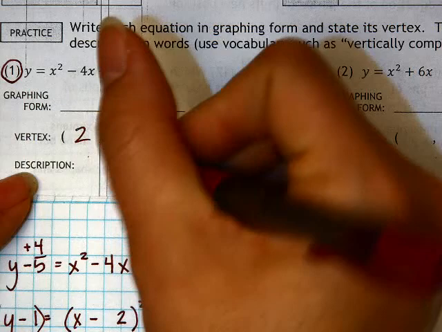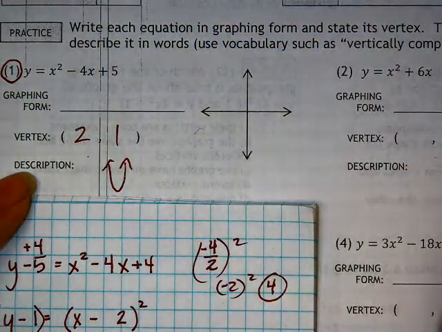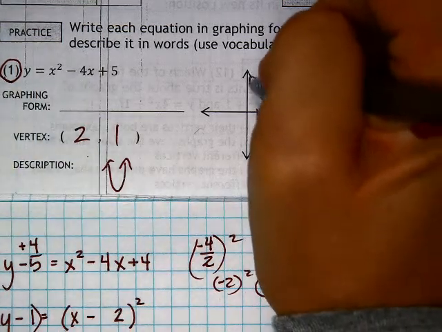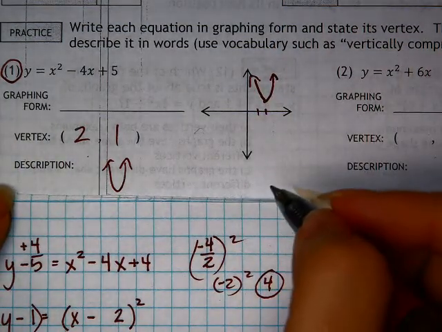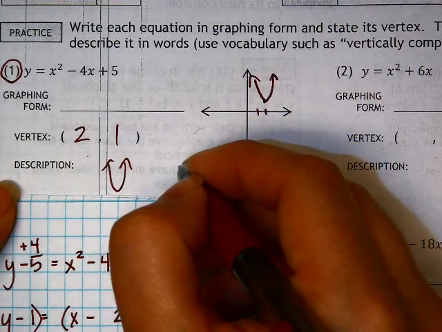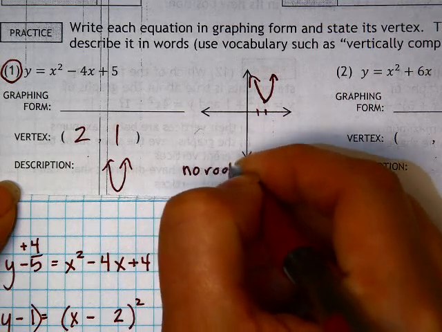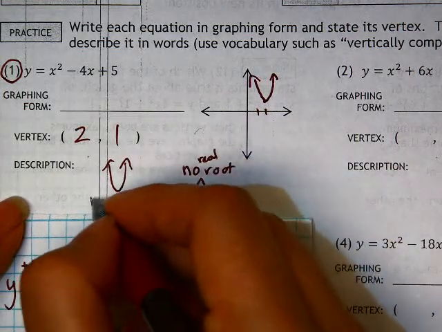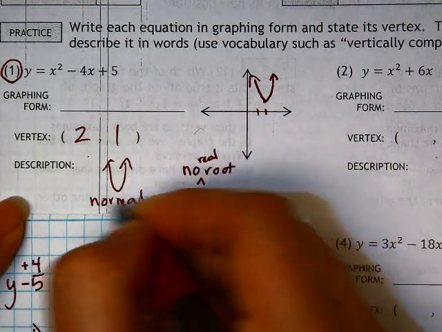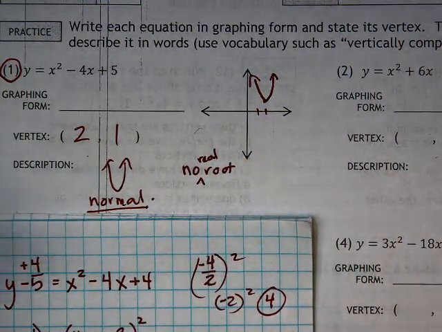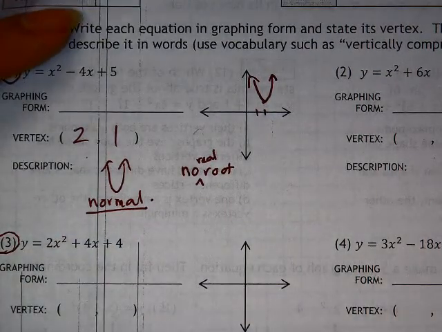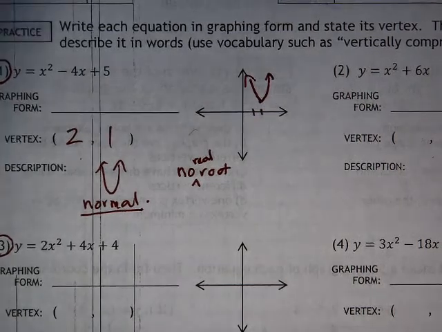Our description is it should be headed up that direction. So we go 1, 2 over 1. So what is up with our roots? Our roots are no roots. No real roots, actually. And this one is normal. So it's not vertically compressed, it's not vertically stretched, it's just plain old normal. Alright, press pause and come back once you have finished number 3.